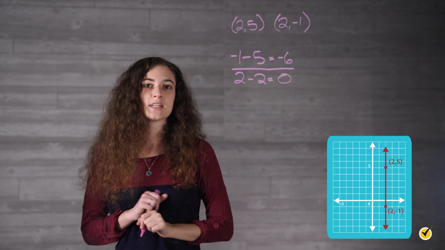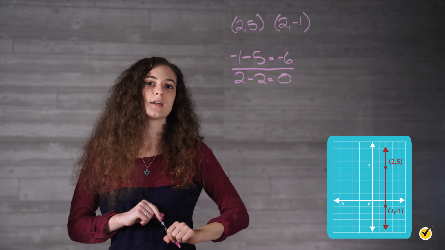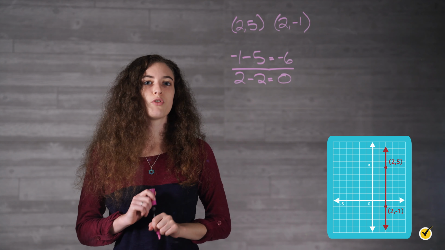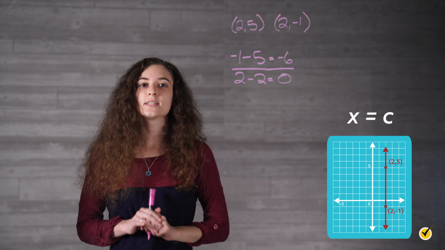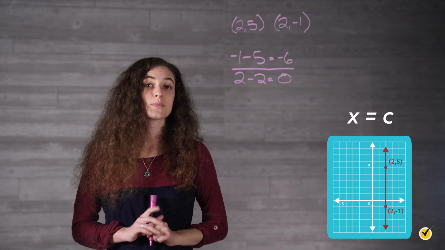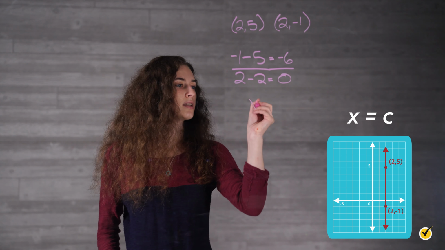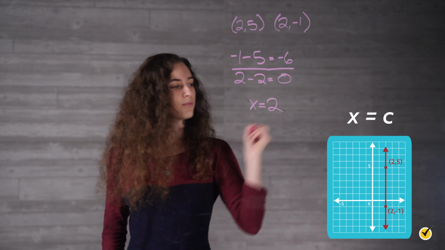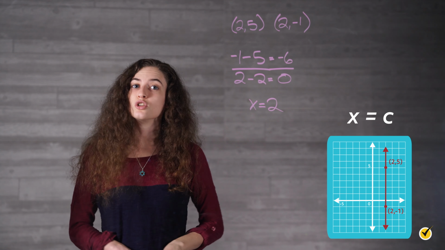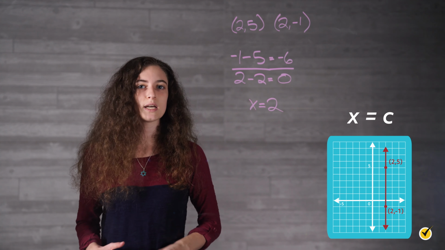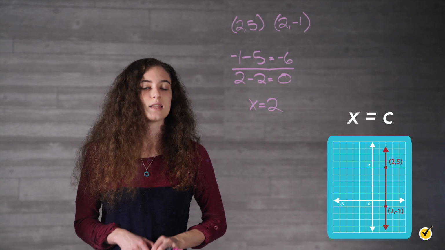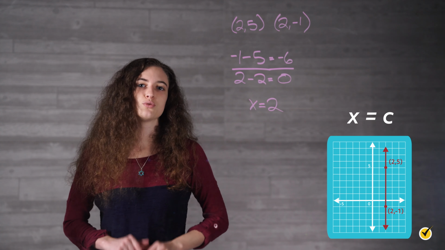You may remember that dividing by 0 is undefined. Vertical lines are written in the form of x equals c, where c is any value on the x-axis. This line is written as x equals 2. Note that there is no slope for vertical lines as they do not slant in either direction. These lines rise forever, but do not run.